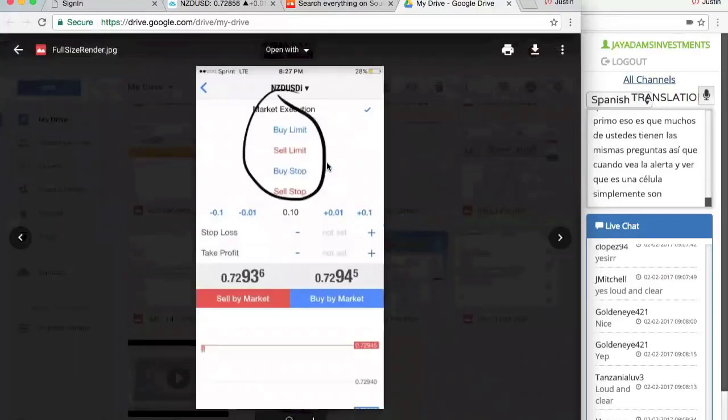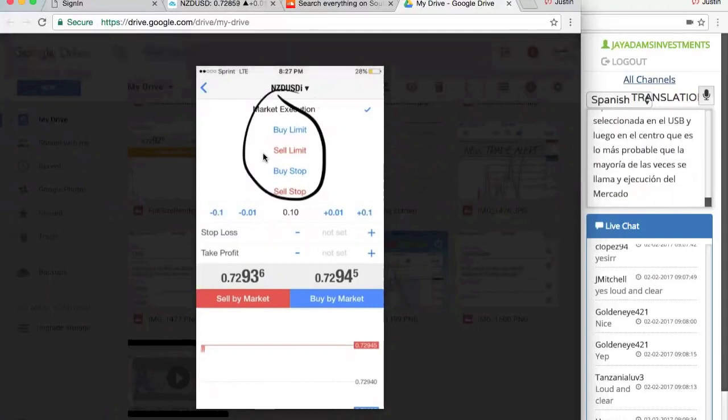When you see the alert and you see that it's a sell, you simply go here. In your MetaTrader 4 app, you select the pair, which is at the top here. We have the NZD USD selected. In the center, what's most of the time called a market execution. We're not going to be calling any more market executions in SwipeTrades due to confusion. We're going to be doing what's called a pending order. A pending order simply means a buy limit, sell limit, buy stop, and sell stop.